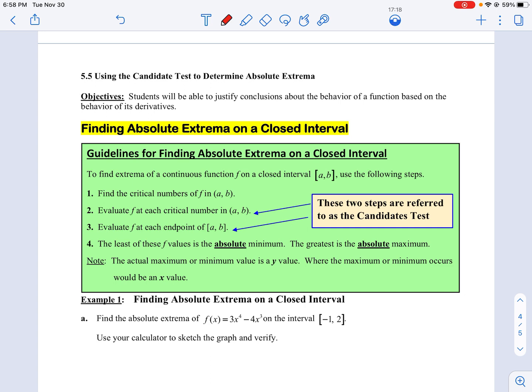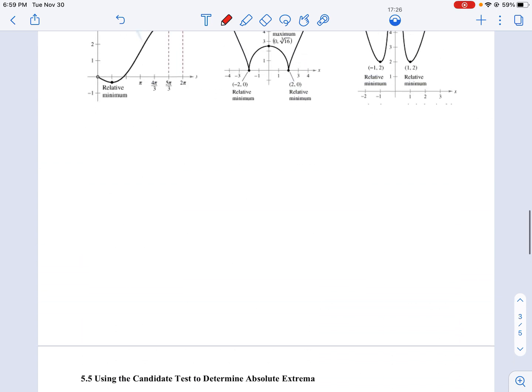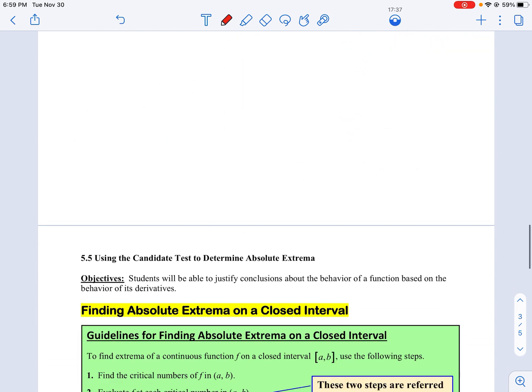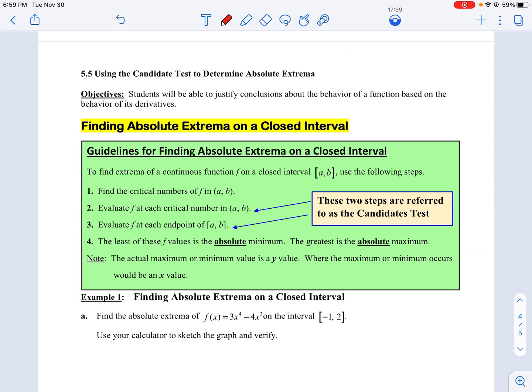It says using the candidate test to find absolute extrema on a closed interval. Now let me pause here a moment and let's look back. These were for relative extrema. So in a neighborhood, we were looking for what was the highest value in the neighborhood. Now we're shifting gears to learning how to find absolute extrema on a closed interval.